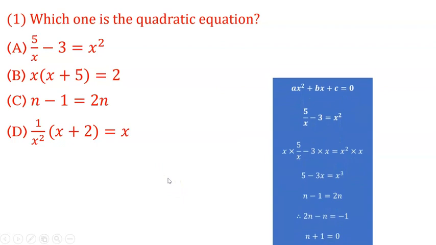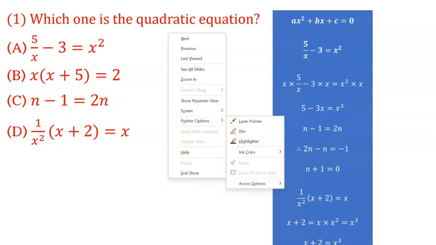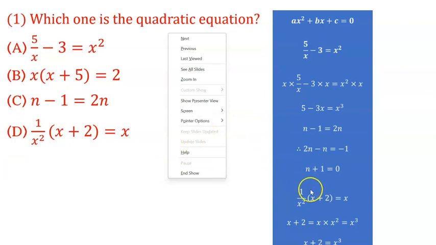Now next, n minus 1 is equals to 2n, this one. Okay, and if we simplify this, then you will get here n plus 1 is equals to 0. And here the highest power, n ची highest power किती आहे? तर ती 1 आहे. आपल्याला 2 पाहिजे क्वाड्रॅटिक इक्वेशन साठी. Again, C is also not a quadratic equation.